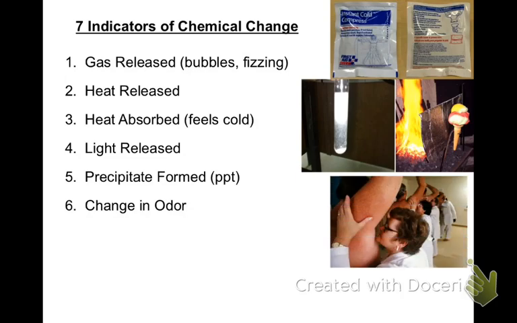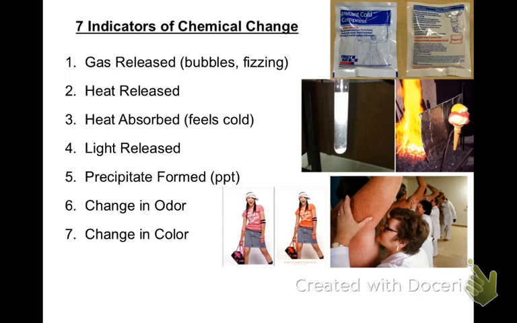That's an actual job, just so you guys know: sniffing armpits of people to see the effectiveness of deodorant. That change in odor is because of the reaction between bacteria in your armpits that produce an odor. Yep, that's a real thing. And changing color. So not just a color, but a change in color, going from white to yellow or something like that. So these are your 7 indicators, and you can look for those in a chemical reaction.